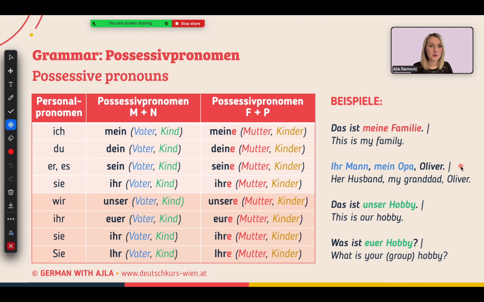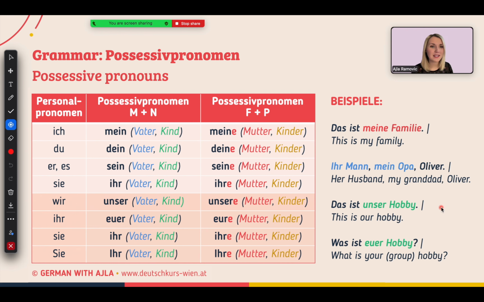Let's move on to the next one. Ihr Mann, mein Opa Oliver. Meaning, her husband, my granddad Oliver. Here we are using the possessive pronouns without the ending e because they are used with masculine nouns. Der Mann, meaning man or husband, depending on the context, and der Opa, meaning granddad, are both masculine nouns.